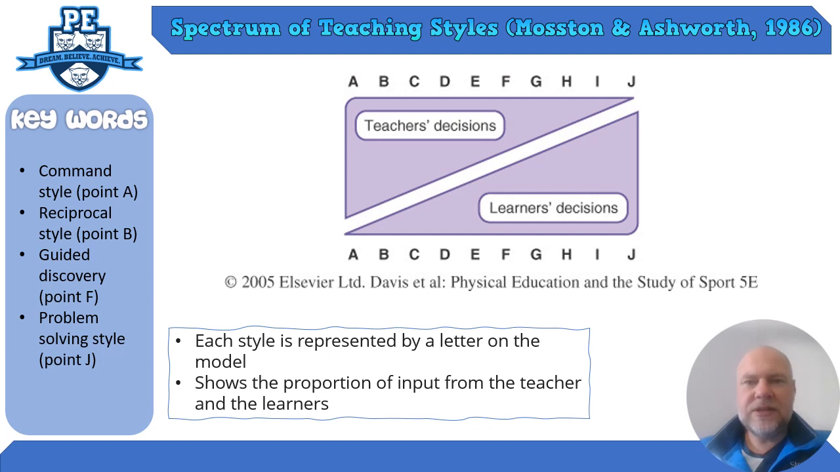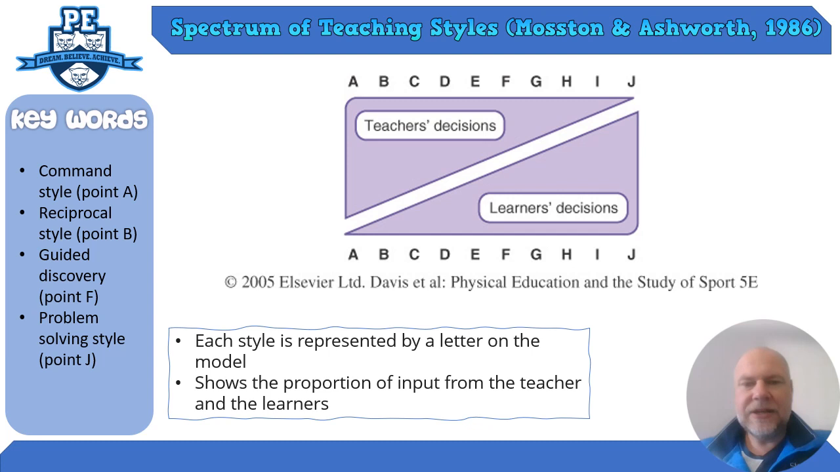So this is an example of Mosston's spectrum of teaching styles, and an exam question may just show you this picture and ask you to identify what teaching style is linked to which letter. So for example, the command style is linked to point A on the spectrum, reciprocal is generally point B or C, guided discovery is more in the middle, so around about point E and F, and then problem solving is the far end, which is at point J.